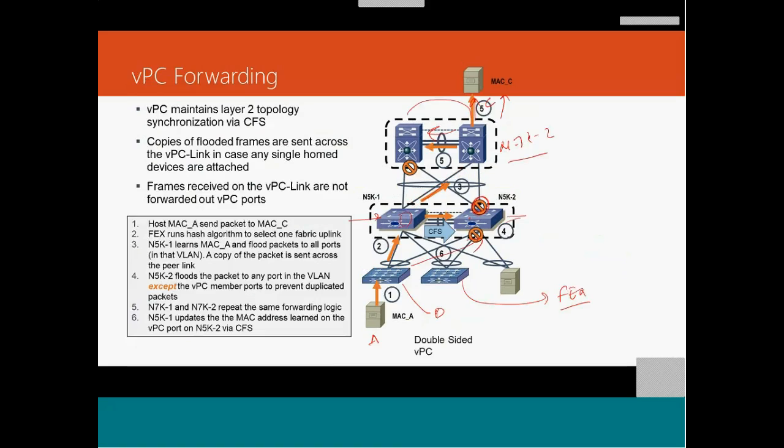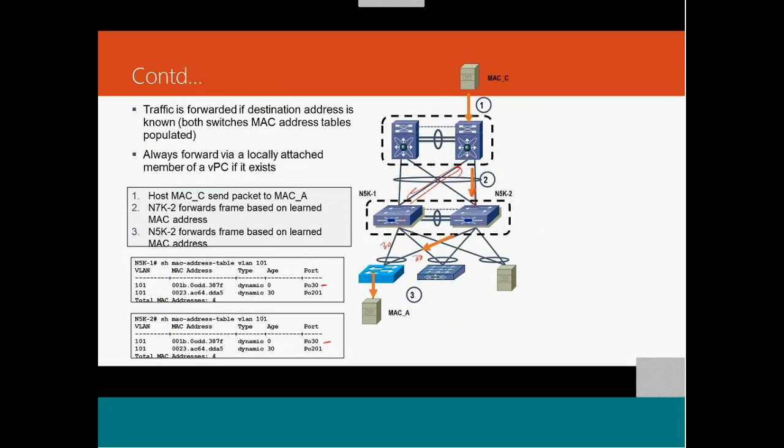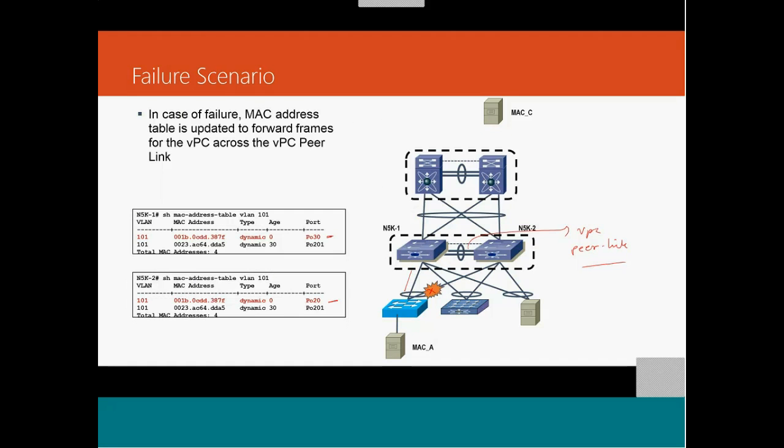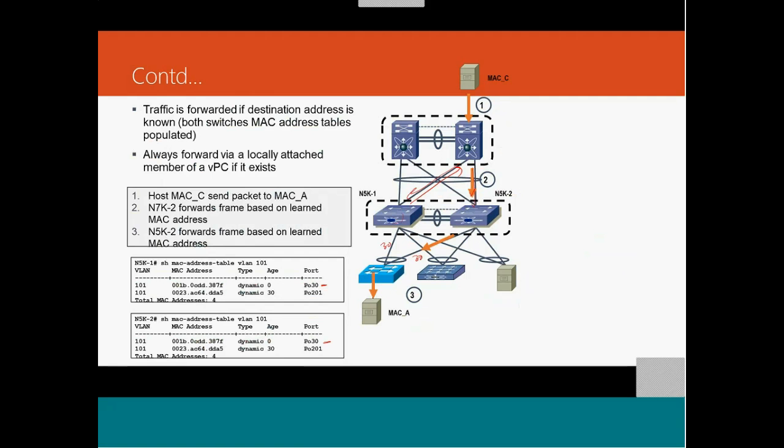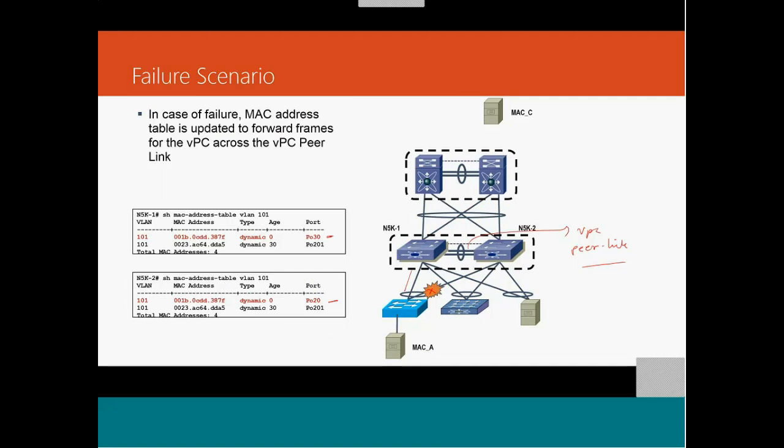If you go back, when the frame was received here from host A, it was flooded across both the links. The MAC address table was also synchronized between the primary and the secondary vPC peer, so they have both updated their MAC address tables. Now, since the link was working fine, the MAC address was pointing towards the member port. But when the failure was seen, the MAC address table was automatically updated to use the peer link rather than the member port, because there is a failure on the member port. Okay, all right.